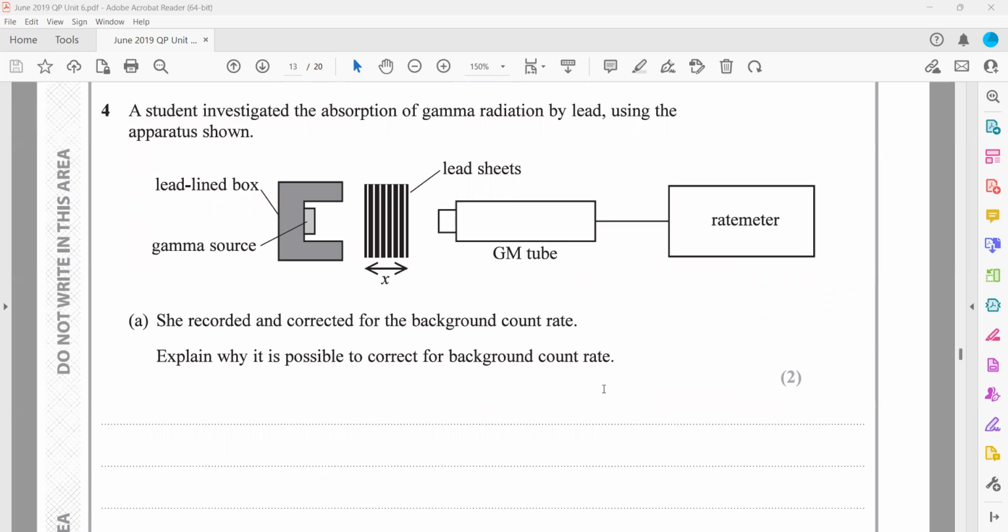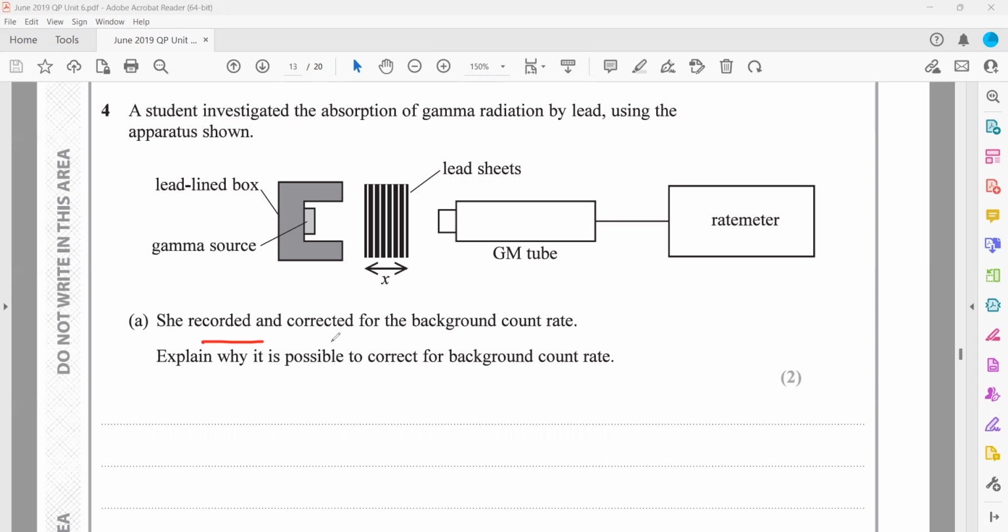Because usually background counts are more or less constant, and background counts lead to systematic error, like it is there in the system. Systematic error can be corrected, but random error cannot be. If you're doing any experiment and there is a change in temperature or pressure, that might affect your result, but you cannot do any correction for that. But systematic error is there, like zero error. If it's a positive or negative zero error, you can rectify it.